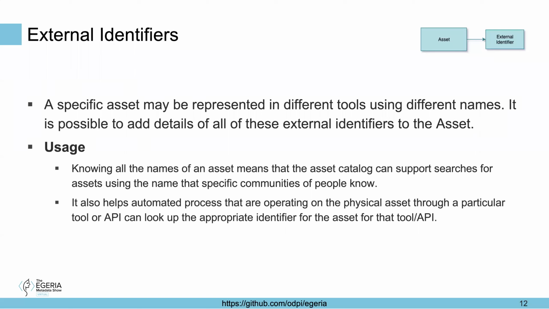There are external identifiers. So basically the assets might be represented in lots of different tools and have a different name identifier in these different tools. And if we can catalog all the different identifiers that a particular asset has, then people can search on the identifier that they're used to, and then they'll find the asset according to the ID that they're used to finding, rather than having to remember, oh, in Egeria it's called Fred, and in my tool it's called Tom, or whatever. So this is incredibly useful at making the asset more findable through these external identifiers.